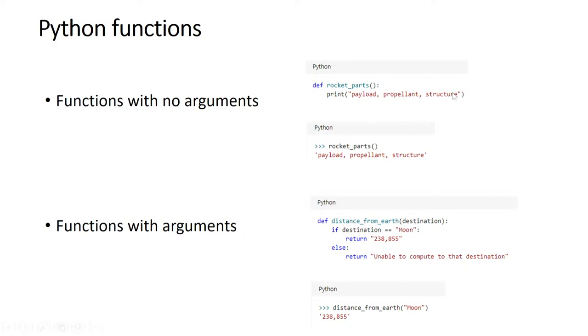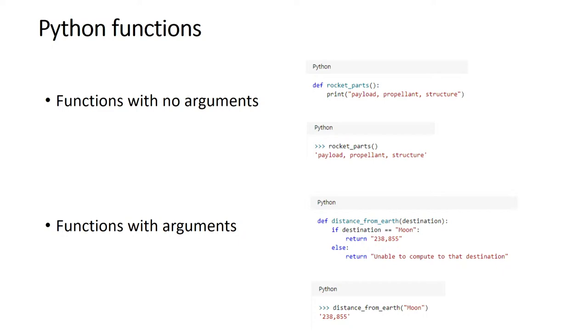Once a function is defined, how do we call it? Because a defined function doesn't do anything on its own, we need to call that function. Here, I have defined a function rocket parts, which prints payload, propellant and structure. If I want to call this function, I write rocket parts, the name of this function, and the parentheses. With this we are calling this function. Here we are defining rocket parts, and here we are calling this function, and it prints whatever it is supposed to print: payload, propellant and structure. If I call it here, it prints this line, payload, propellant and structure.